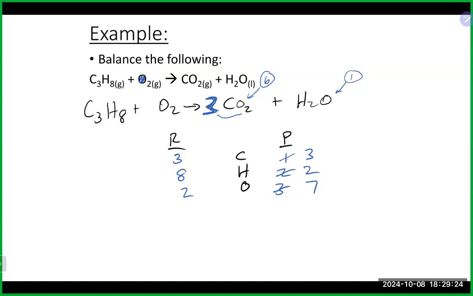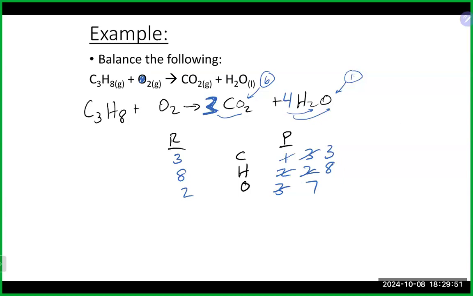Once again, here I'm going to save oxygen for the end, as it's in multiple things on one side and by itself on the other side. Hydrogen is just in one thing on each side, which makes it much easier to work with next. And we can fix the hydrogen by putting a 4 there in front of the water. That's going to give me 3 for the carbon. That's going to give me 4 times 2, which is 8 for the hydrogen. And remember that that also goes to the guy in the back there.